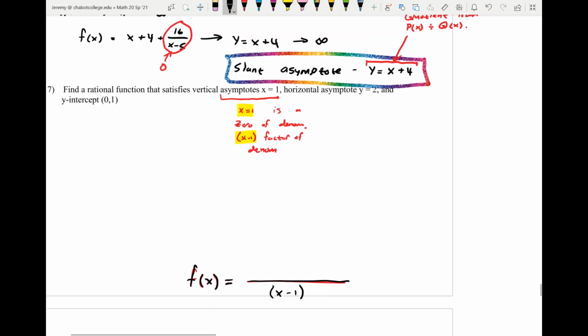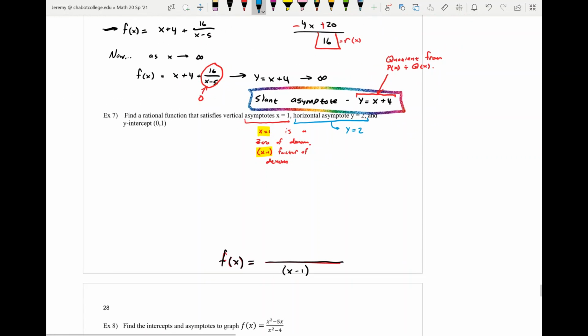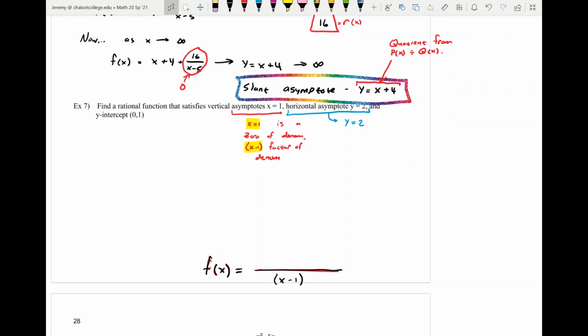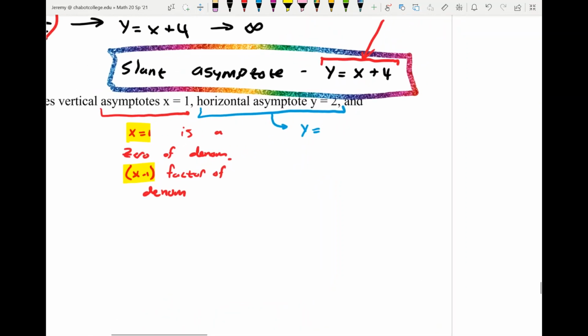Now looking at this next thing, the horizontal asymptote is y equals 2. So think back to our cases. If the degree of the numerator and denominator are equal, that's when we get a horizontal asymptote which is not infinity and not 0. So the horizontal asymptote is, I'm going to think of it as, 2 over 1. So there are a couple implications here.